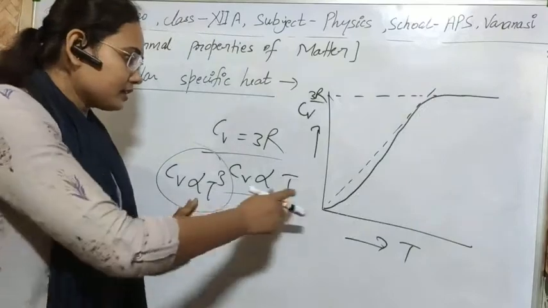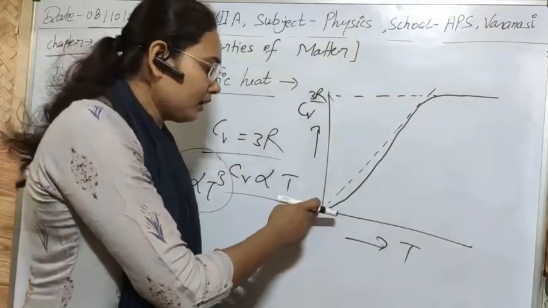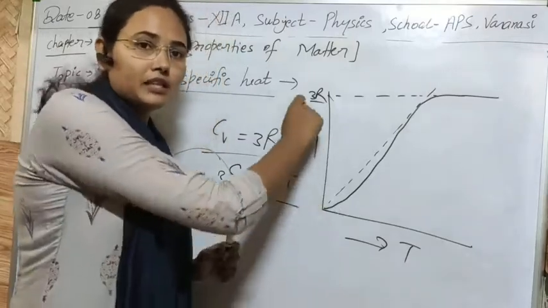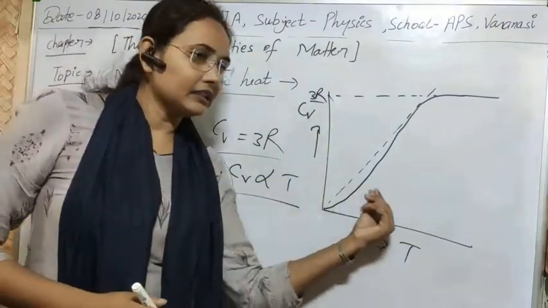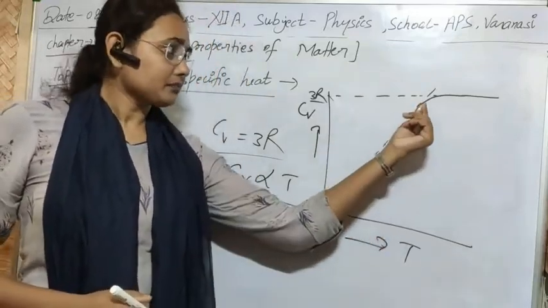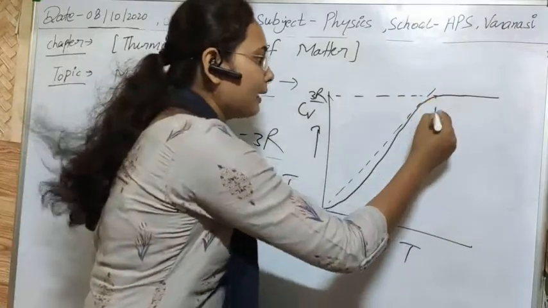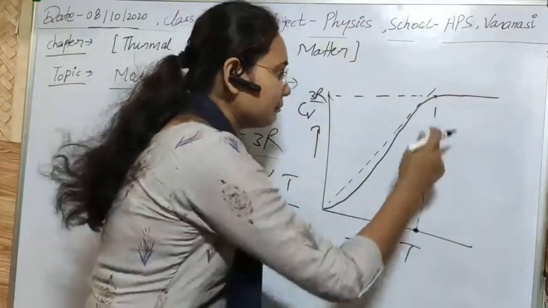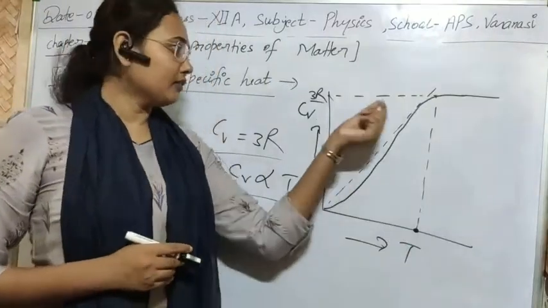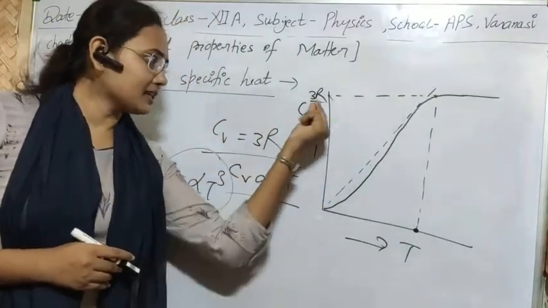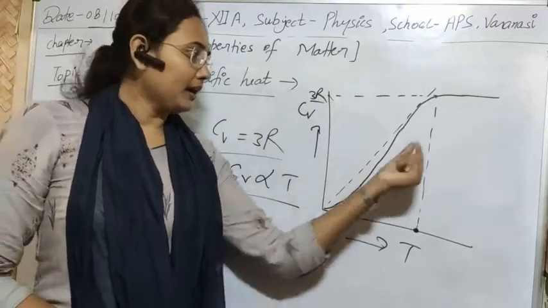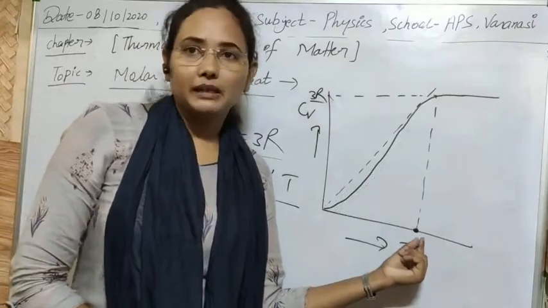So here it's clear that at T equal to 0, specific heat is 0, and with increase in temperature there is an increase in specific heat. At a certain temperature, this temperature, the value becomes constant, equal to 3R, which is the classically observed value according to Dulong-Petit's law. And this temperature is known as the Debye temperature.